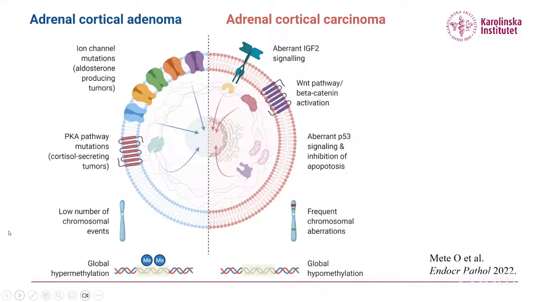So even though adrenocortical carcinomas usually show aberrant IGF-2 signaling, beta-catenin activation, and aberrant p53 staining and mutation, and also have a different landscape in terms of chromosomal aberrations and methylation compared to adenoma, there's not a single marker that we could use with confidence to rule in or out adrenocortical carcinoma, unfortunately, at this point.